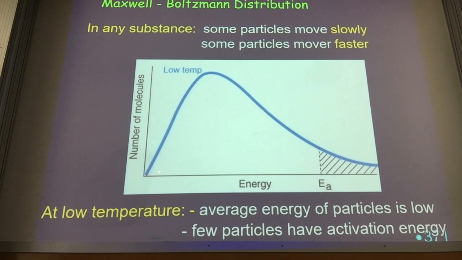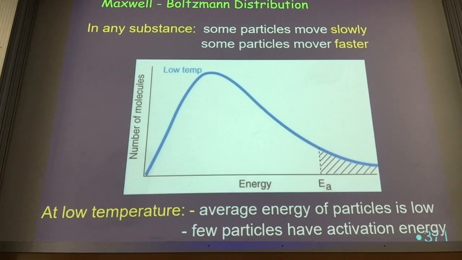So what do we see? We see that some particles have got low energy, some particles have got high energy, but most of the particles are somewhere near the middle, somewhere around the average energy. So we see that spread of energies of particles in any sample of a gas. Some have high energy, some have low energy.